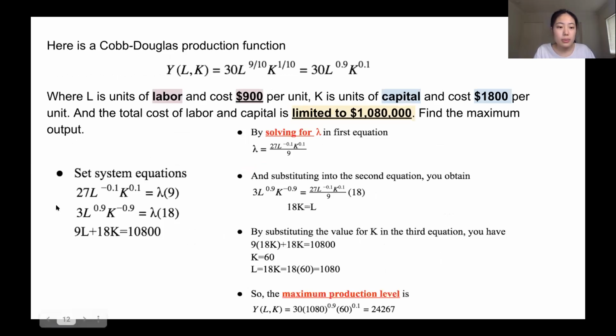After we set up the system of equations, we solve for lambda in the first equation and substitute into the second equation to get a relationship between K and L, and substitute into the third equation. We get K equals 60 and L equals 1,080 for maximum production. Put K and L into our Cobb-Douglas production function, and we get a maximum output of 24,267. So here's how we calculate the maximum output.